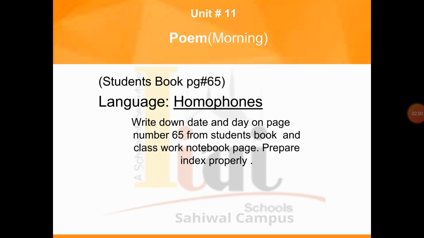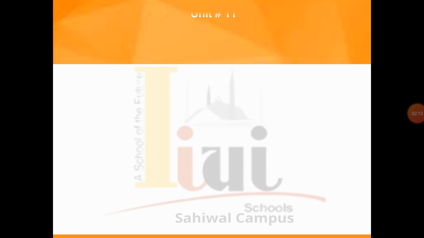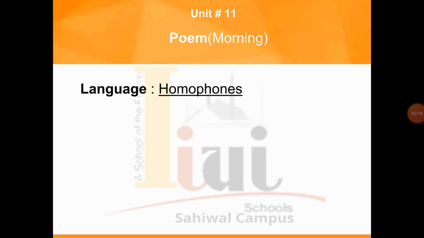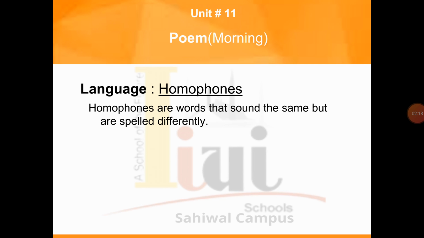Open your English classwork notebook and prepare your classwork page. We will do some writing on your classwork notebook, so prepare the page by writing date and day on the top of the page. Okay, first of all, we will cover the topic of homophones. Homophones are words that sound the same but are spelled differently. Secondly, their meanings are also different. Homophones are the words that are spoken the same, that have the same sounds.